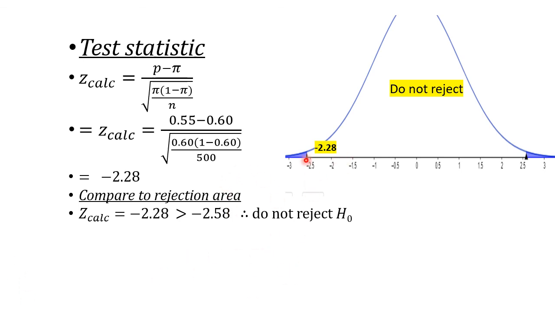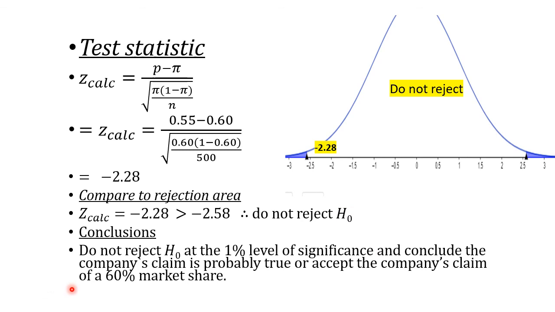Our rejection area starts at minus 2.58 going to the left hand side, but our Z calculated is greater than minus 2.58. It is found in the do not reject area. So this is where we will find our minus 2.28.